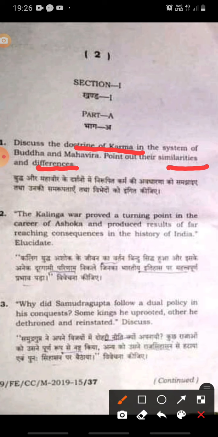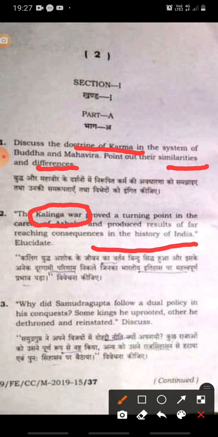Second question: the Kalinga War proved a turning point in the career of Ashoka and produced results of far-reaching consequences in the history of India. Elucidate. So this is a statement. You have to explain the impact and importance of the Kalinga War and also its impact on modern policy during the Ashokan period, and its far-reaching consequences in the ancient history of India. So this is about the Ashokan policy you have to write after the Kalinga War.